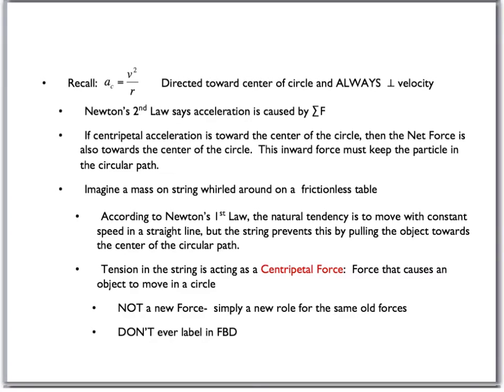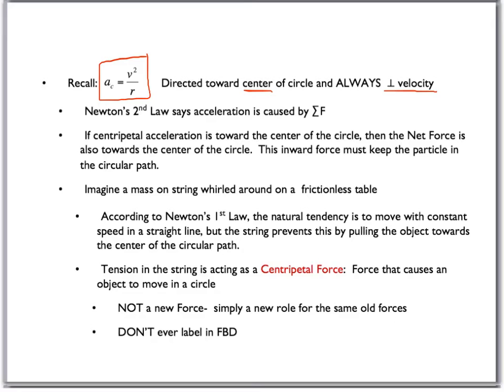Now, first of all, we have to remember that centripetal acceleration is found by taking the velocity or speed of the object, squaring it, and dividing by the radius of the circular path it's moving through. We are going to use that as we talk through this section. Remember that it is always directed towards the center of the circle, and the centripetal acceleration will always be perpendicular to the velocity of the object.